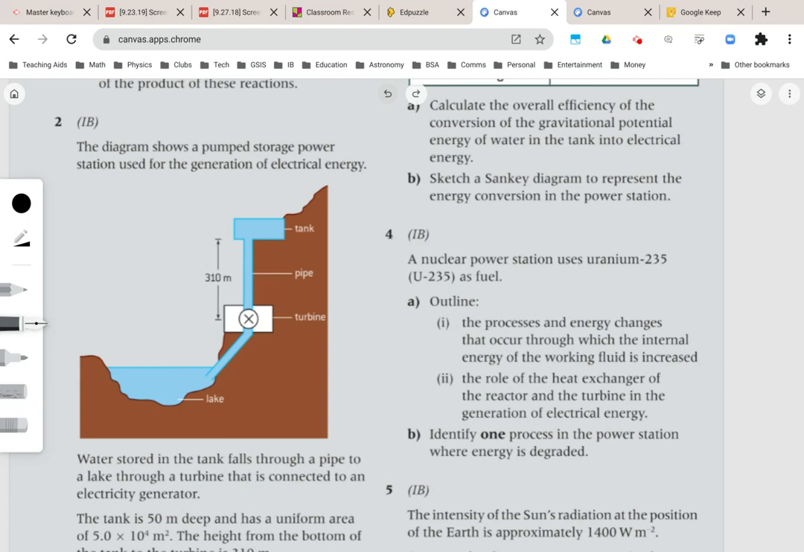And then we want to identify one process in the power station where energy is degraded. And this would be one of the downward facing arrows on our Sankey diagram. We don't have to make a Sankey diagram here. Well, I'll direct your attention to the slides we did in class. We had a really neat little GIF that outlined this. I think it was slide 41.